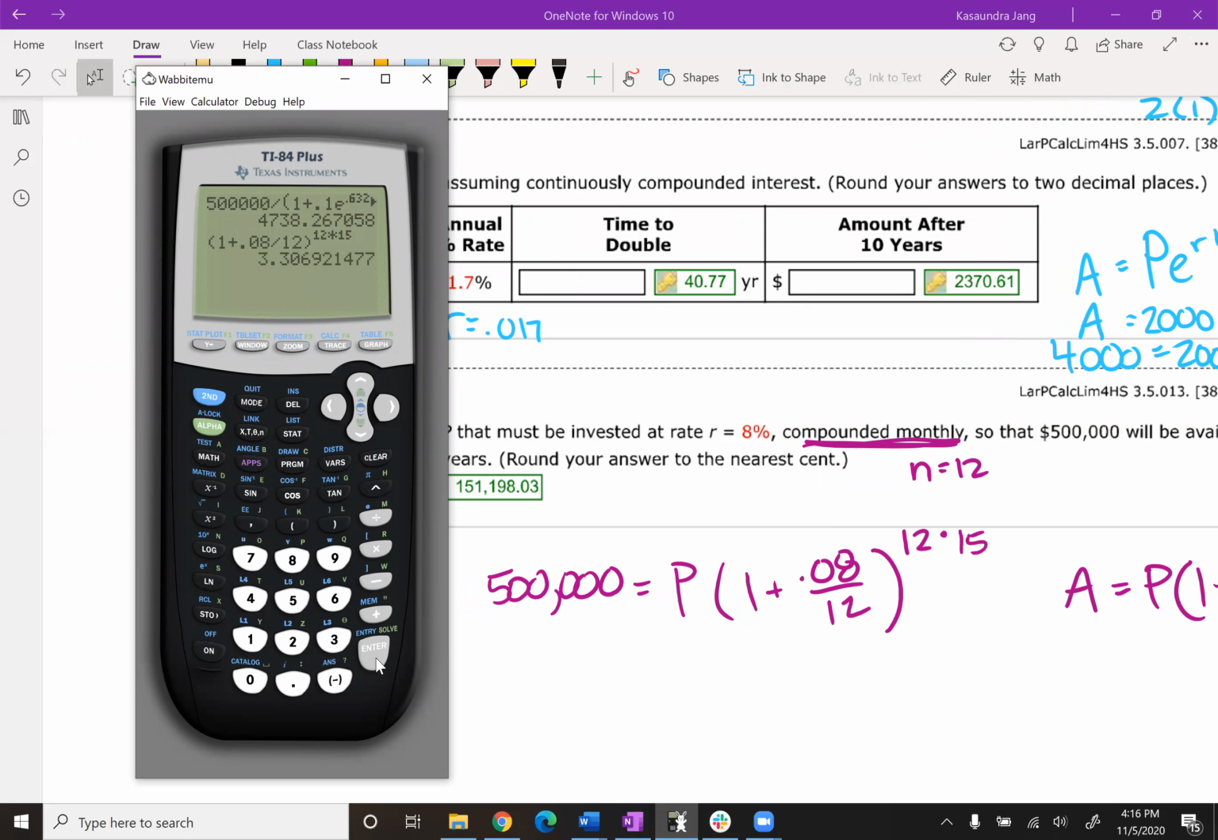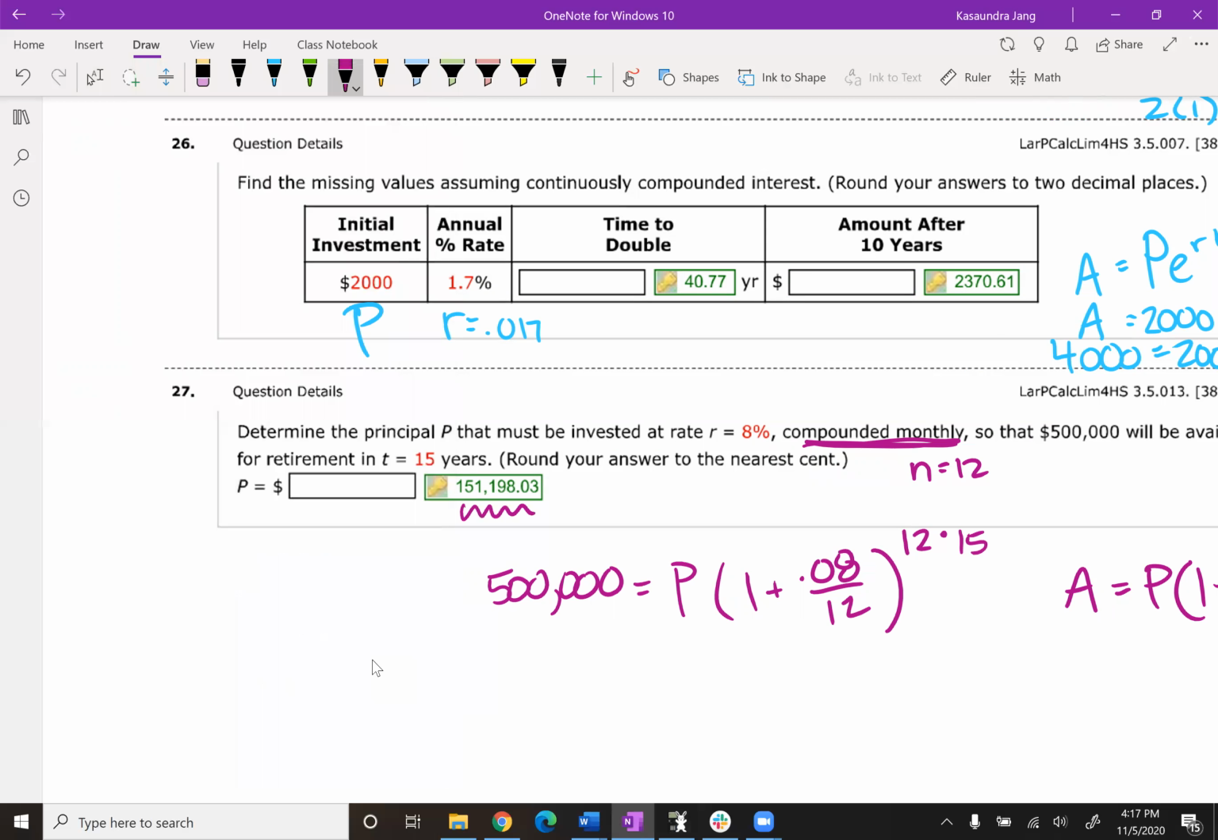All right, that messy 3.306, yada, yada. I need to divide that over to the other side. So I'm gonna do my 500,000 divided by this messy answer. Okay, so here's what I got, 151,198.03. If I'm talking money, I'm probably gonna round to the nearest cent, the second decimal there. So 0.03. So that's kind of how they got this answer right here.